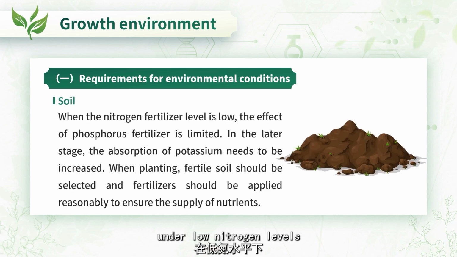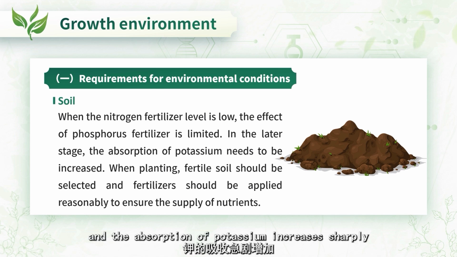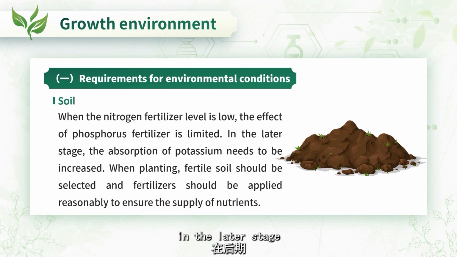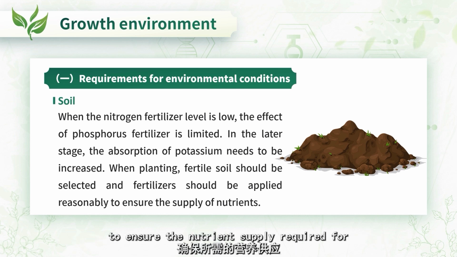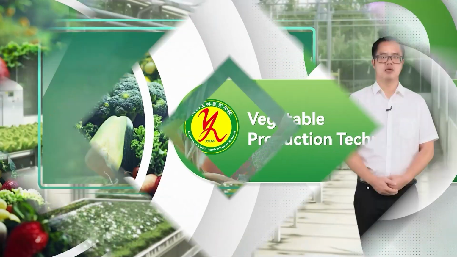Under low nitrogen levels, the effect of phosphorus fertilizer is not very significant, and the absorption of potassium increases sharply in the later stage. Therefore, when planting eggplants, it is necessary to choose fertile soil and apply fertilizers reasonably to ensure the nutrient supply required for eggplant growth.